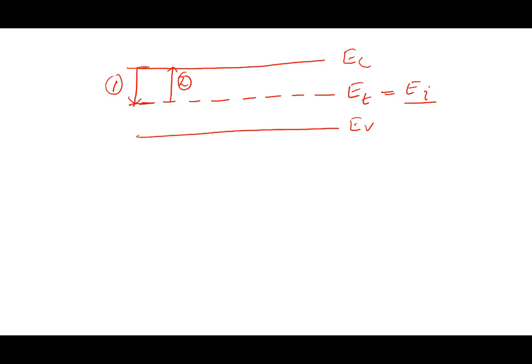Or it can capture a hole. That's 3. It can capture a hole. And obviously it can emit it back, it can emit a hole back to the valence band. That's 4. So it's doing all of these things. It can capture an electron, it can emit it back. It can capture a hole and it can emit it back. So it's capable of all these things here.